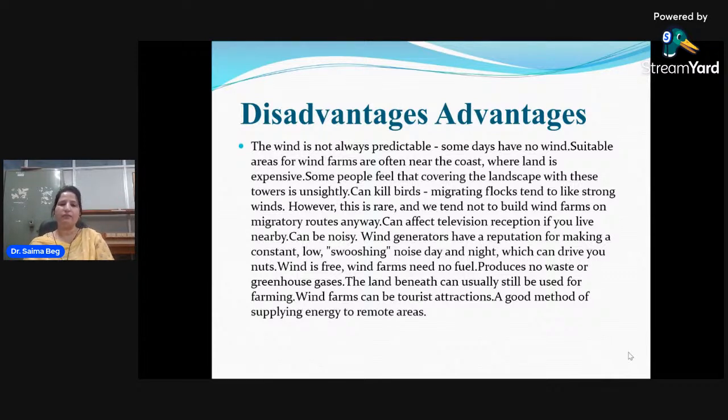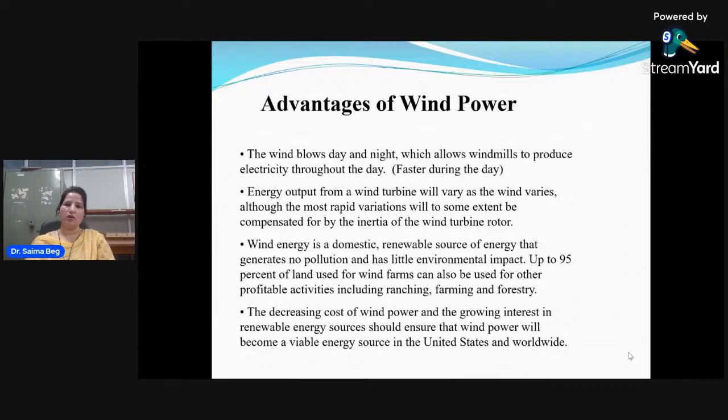That wind is free. That means they require no fuel and produce no waste. The land beneath can usually still be used for farming. The wind farms can be tourist attractions, and this is also a good method of supplying energy to remote areas.